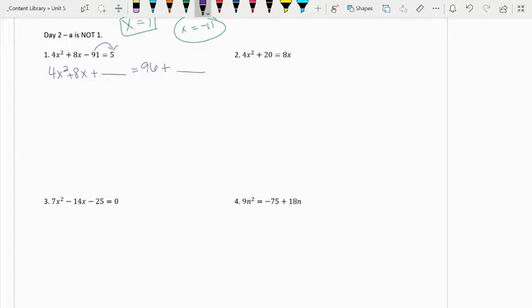Okay. At this point, if this is not 1, you need to factor out that number. So we need to factor out a 4, and you're left with x squared plus 2x plus blank equals 96. Okay. Now we're going to do the same thing, ignoring the 4 for a minute. So 2 divided by 2 is 1, and 1 squared is 1.